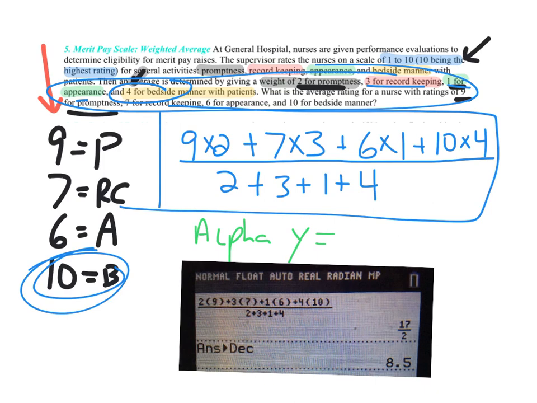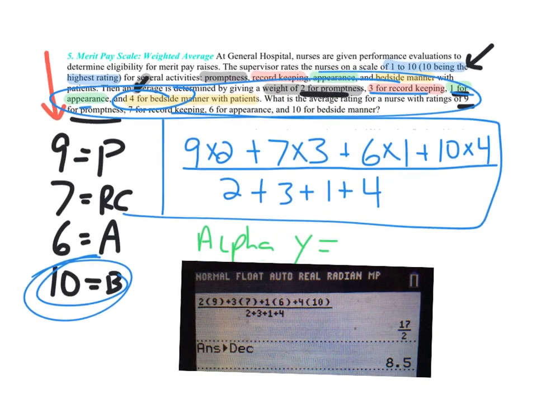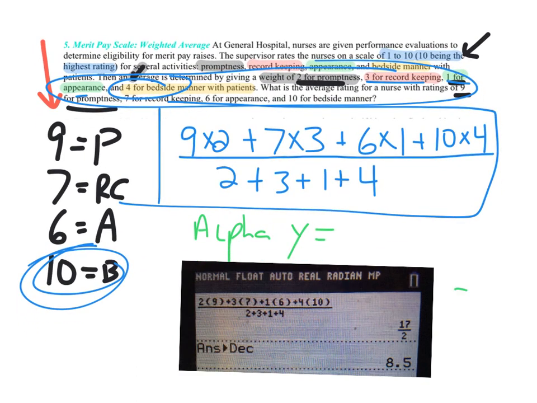So here the nurse's rating turns out to be first a fraction, 17 over 2, and I converted that into a decimal by pressing the math button, the math menu, and then choosing number 2. So here the nurse's rating is an 8.5.